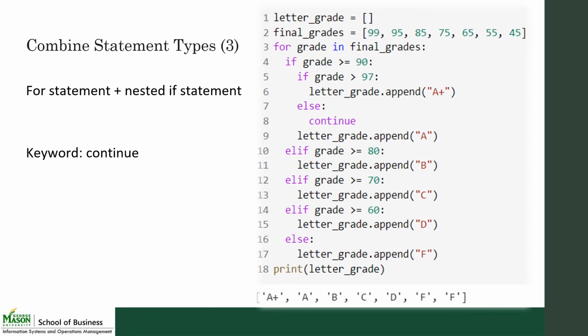Line 7 contains the else clause for the nested if. The else suite contains the word continue, a Python keyword. This tells the program not to modify anything in this iteration in the nested if statement and to continue to the next statement in the program.